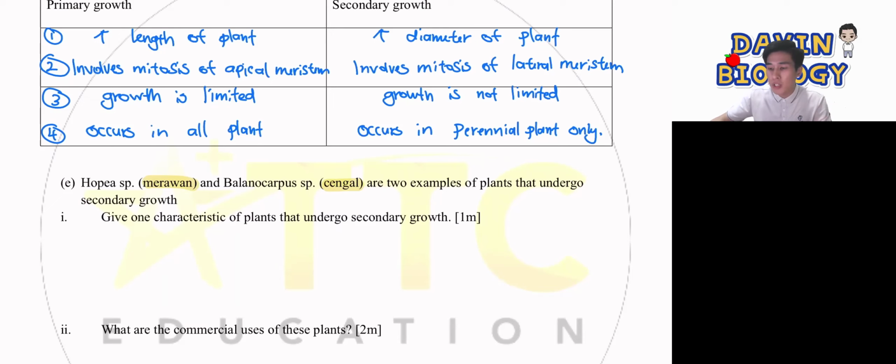So a plant that undergoes secondary growth will form wood, so they have a hard woody stem. So that's basically Chengal and Meranti. Usually we use them to make timber. So they have hard and strong wood.